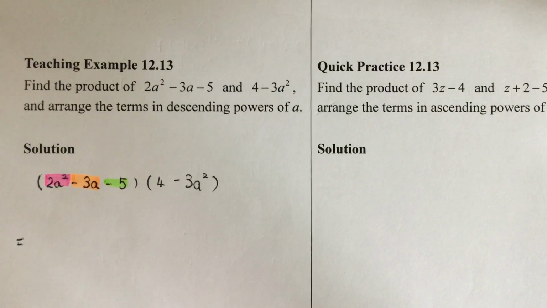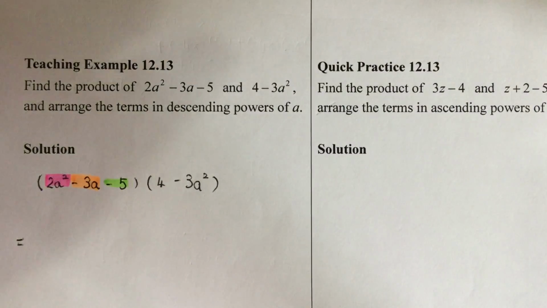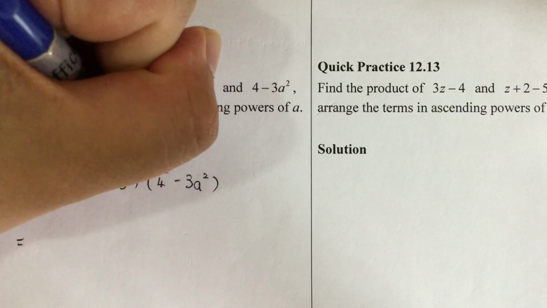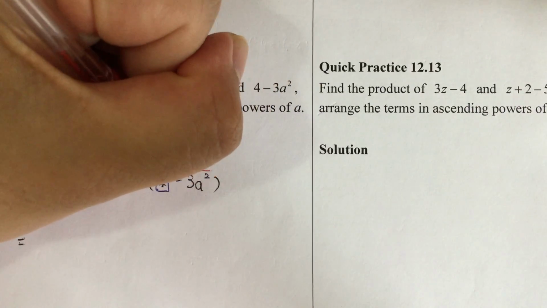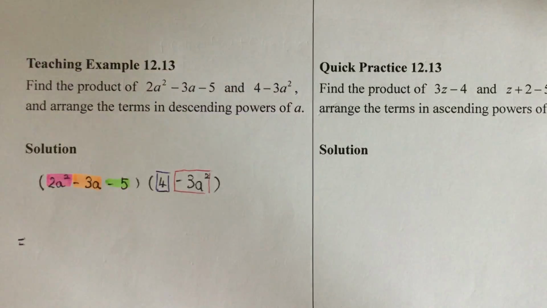We have 3 blocks. Next, we will bracket them. This is 4, the first block. The third one is negative 3a squared, the second block. Okay, now we will times them one by one.